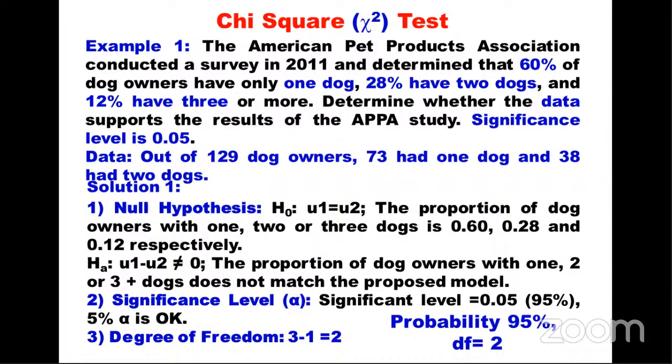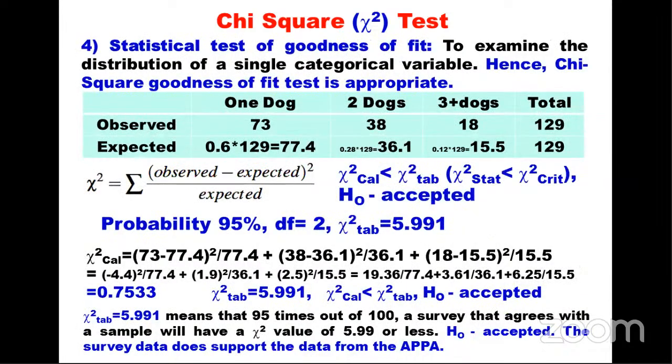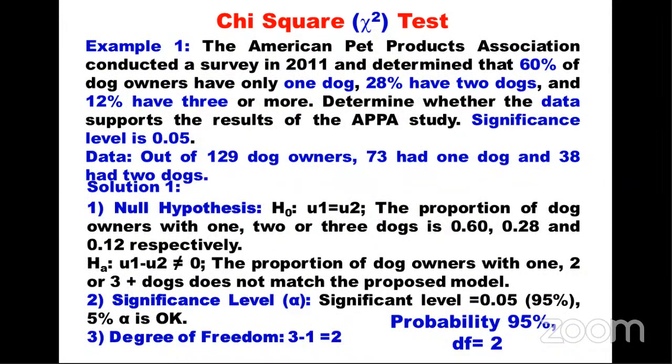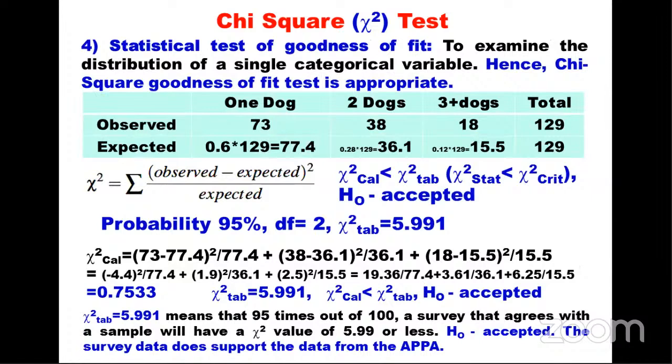So let's assume mu1 is equal to mu2 and so on. Significance level 0.05, so 5%. And here we have three groups: one dog, two dogs, and three and more. So 3 minus 1, so degree of freedom is 2, DF is 2. Okay, probability is 95%, 100 minus 5. 73, 38, total out of 129. So 18 will be three plus.